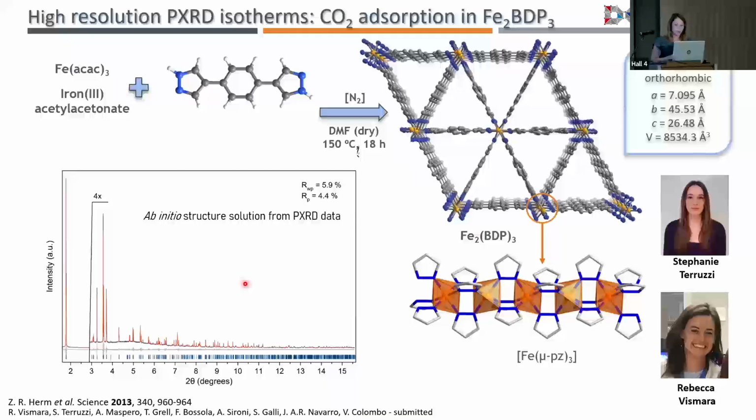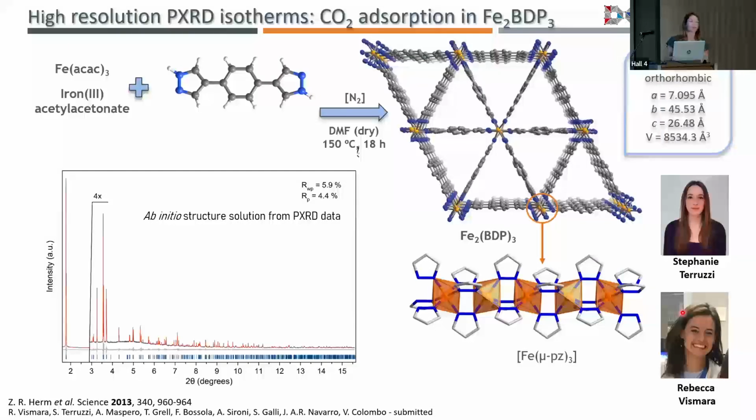Continuing with diffraction experiments, the second example deals with high resolution X-ray diffraction. This time, I would like to show you the power of high resolution when needed on metal organic frameworks when you perform in situ experiments. This was done by Stephanie Terruzzi and Rebecca Vismara, and Stephanie has a presentation just after mine, so I will try not to spoil her work too much. She will get into details of this system.